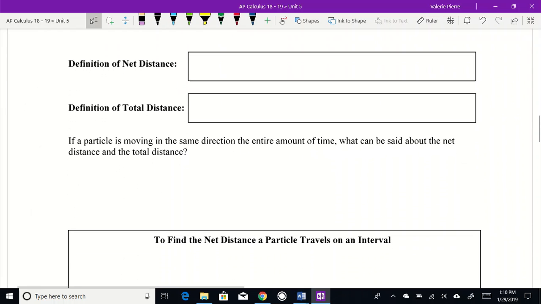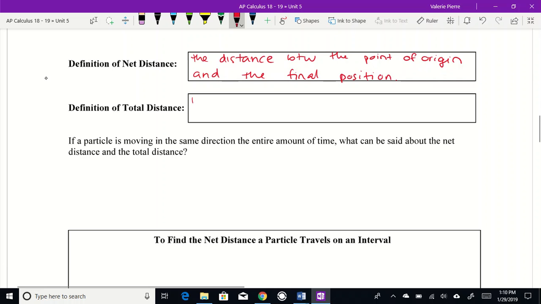Now we're going to introduce these two concepts of distance. The first distance concept is net distance, which is the distance between the point of origin and the final position. That basically means where you started and where you ended. It doesn't matter how far you traveled back and forth in between.